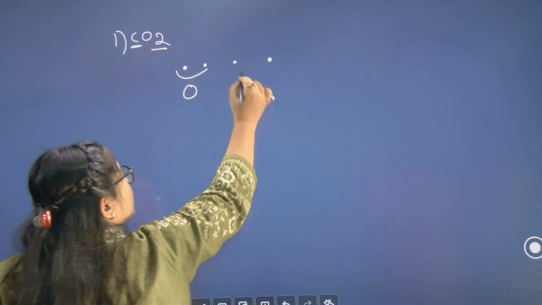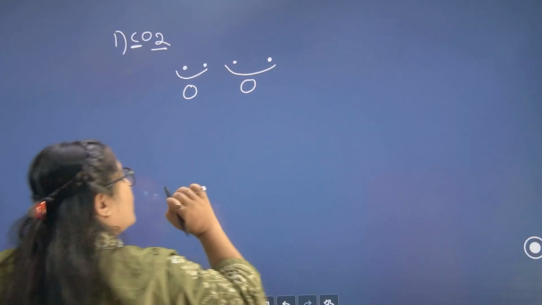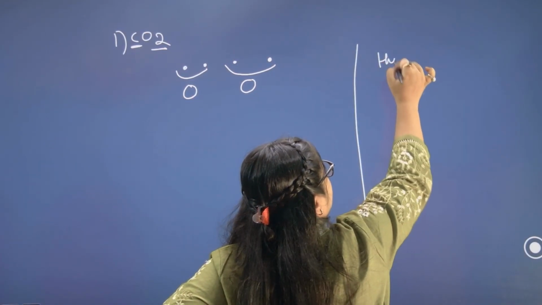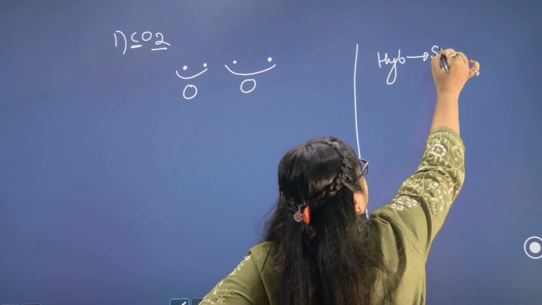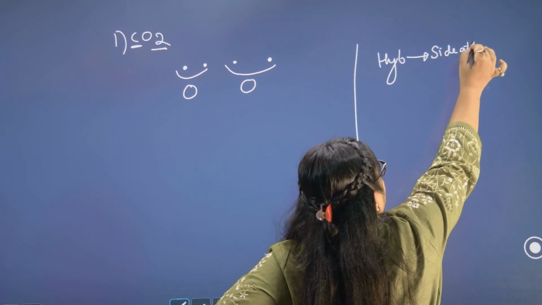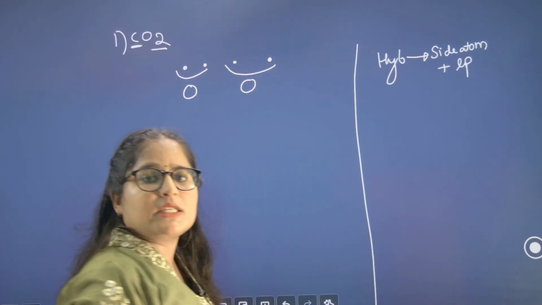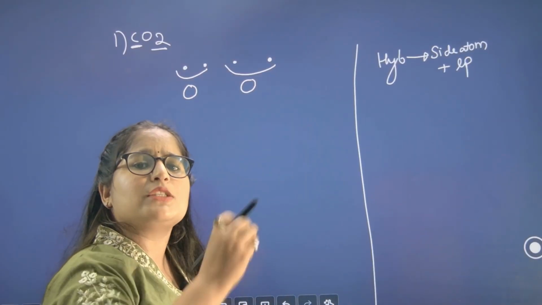So one I will write down here. What is the trick for hybridization? Side atom plus lone pair.